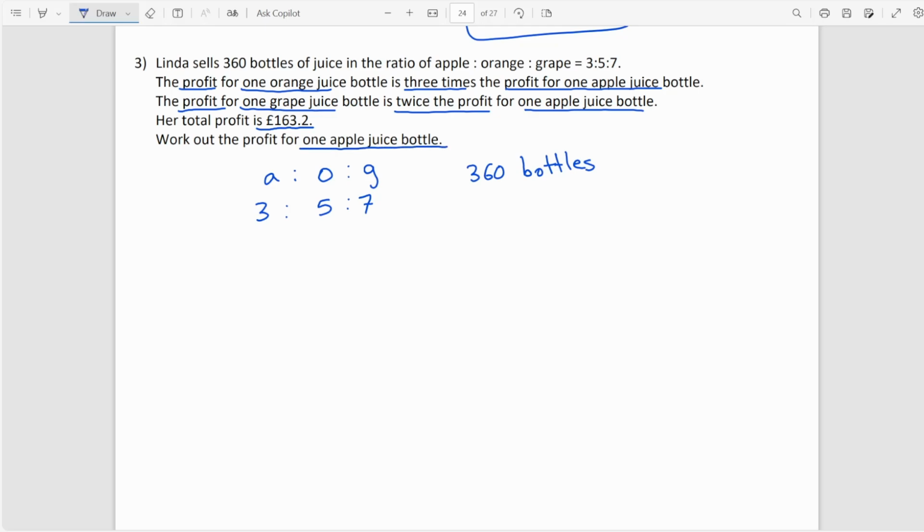Okay, so it's really important to understand here that the profit over here, I can express it algebraically, okay? So firstly, let's take a look. What's the unit? What's the common thing between both of those sentences? Is that they're both matching with the apple juice, okay? So the orange juice is 3 times the apple juice, and the grape juice is twice the profit for also one apple juice.